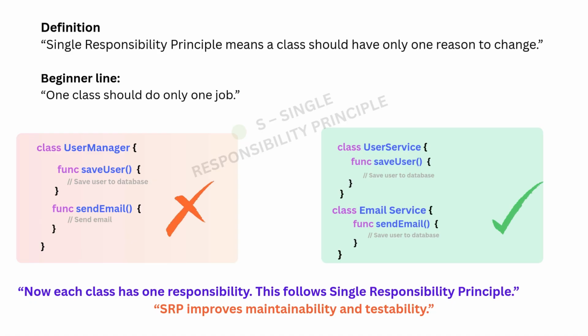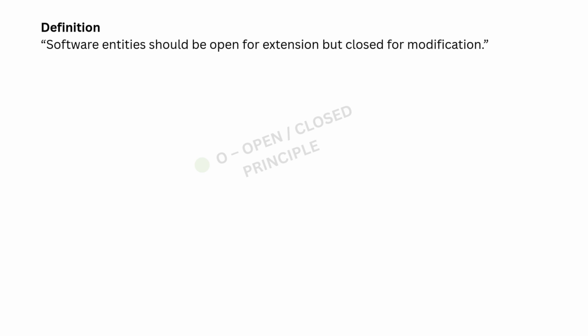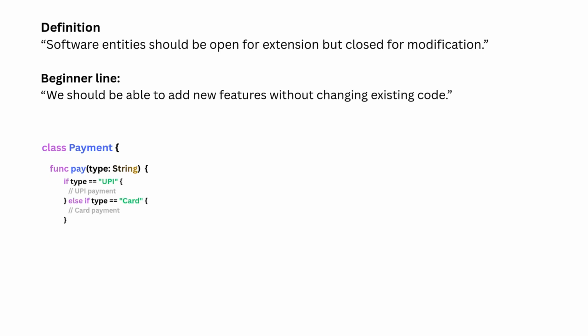Now let's move on to our next definition, which is the open closed principle. What does it stand for? Software entities should be open for extension but closed for modification. In simple words, we should be able to add a new feature without changing the existing code. Let's take an example.